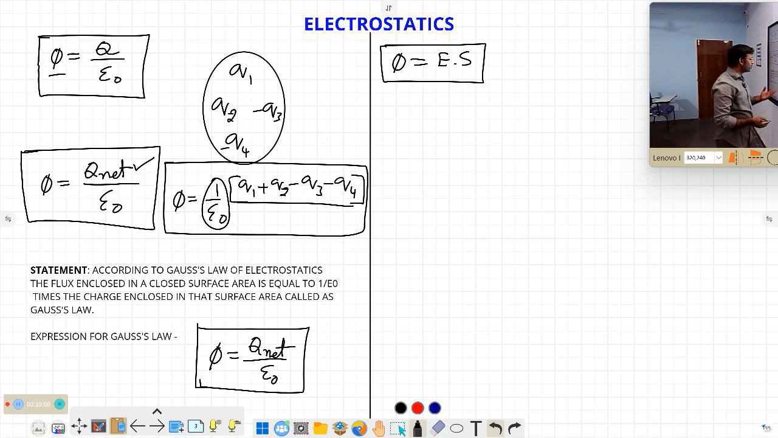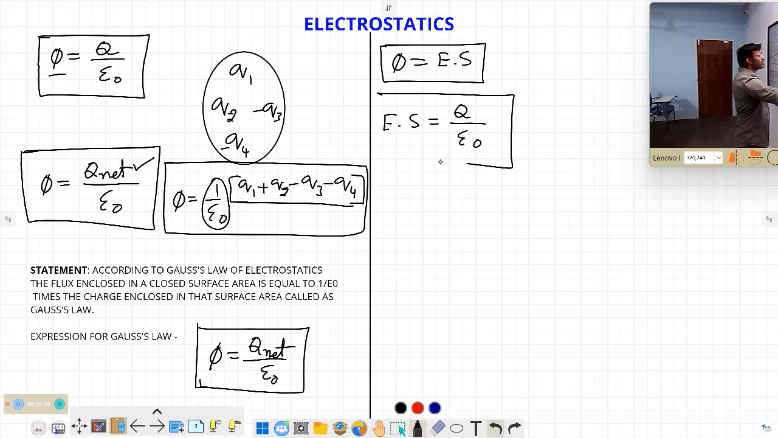Now, if you apply this formula, what you get is E into S equal to Q by epsilon naught. This expression is called the Gauss formula. E into S equal to Q by epsilon naught. We can apply this to different bodies, and now we can discuss how.